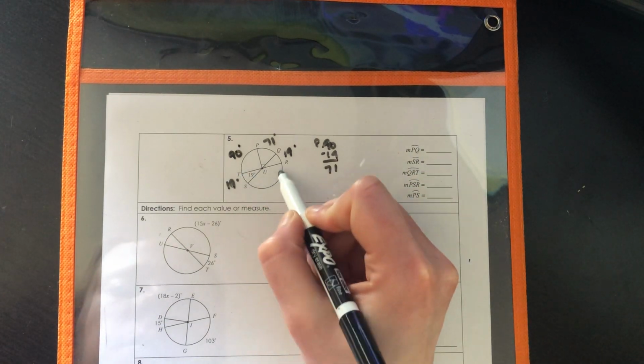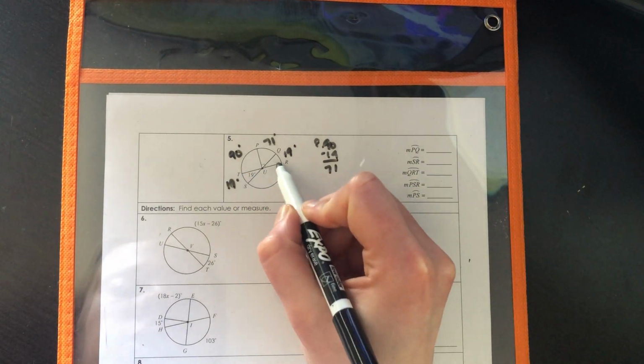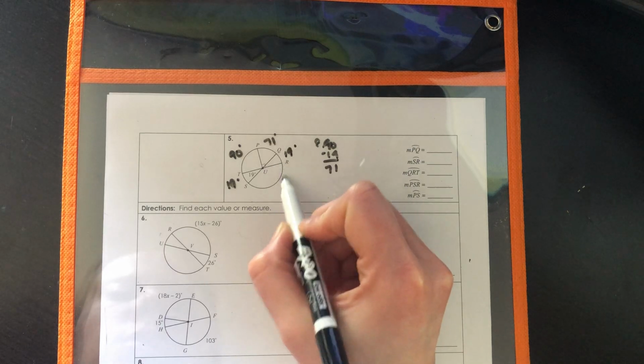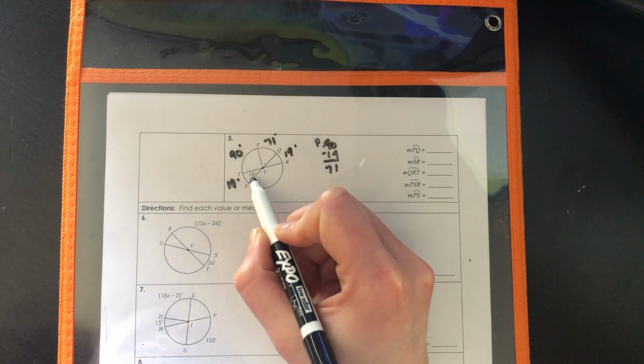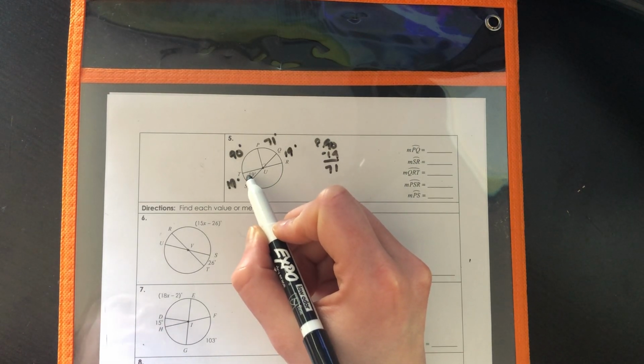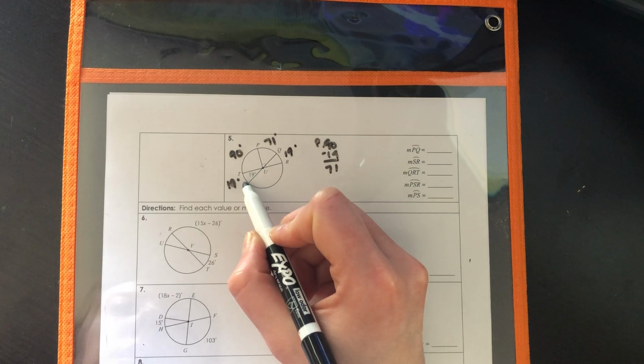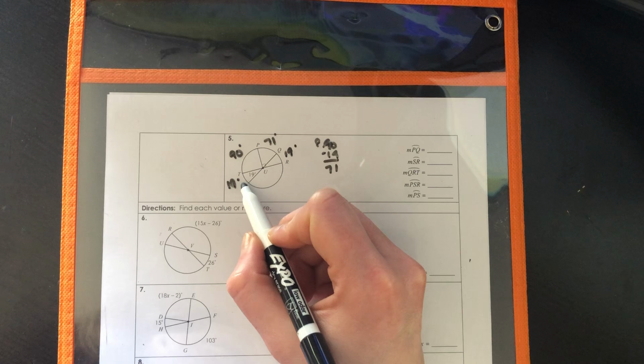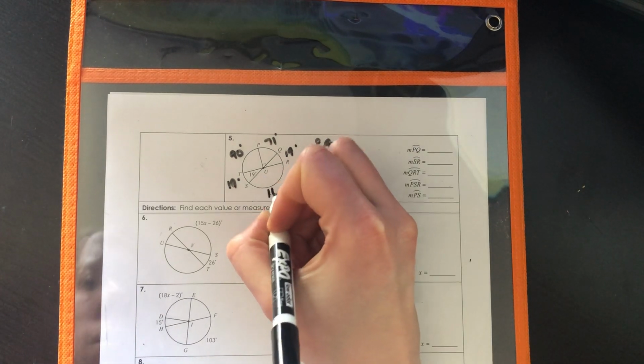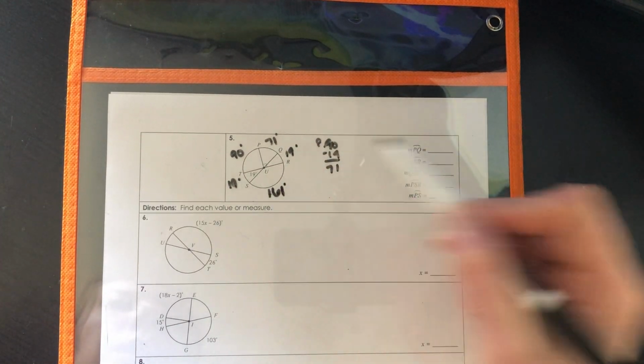And I see this semicircle right here because it goes through the diameter. So 180 minus 19 is 161, is that right? Yes, 161. Okay, now let's see how it goes.